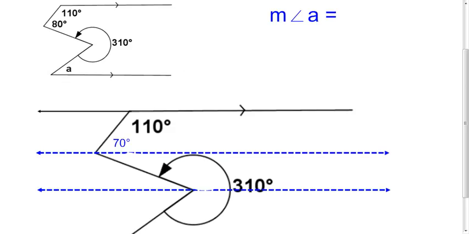And now you know that whole angle here, this whole thing is 80 degrees. So if the top piece is 70, the bottom piece must be 10. There we go.